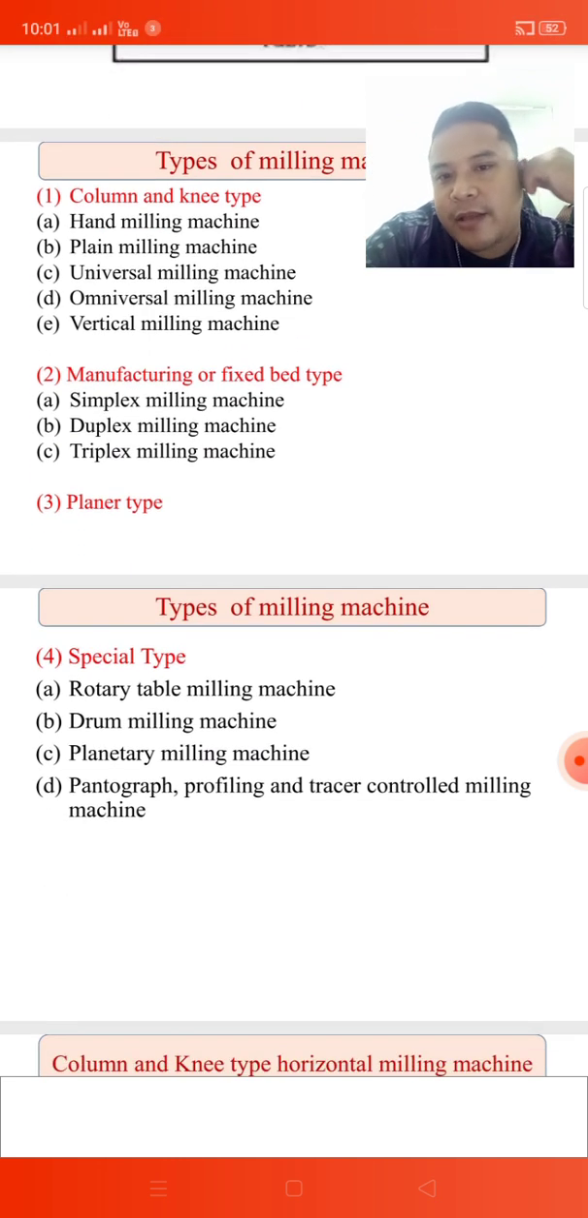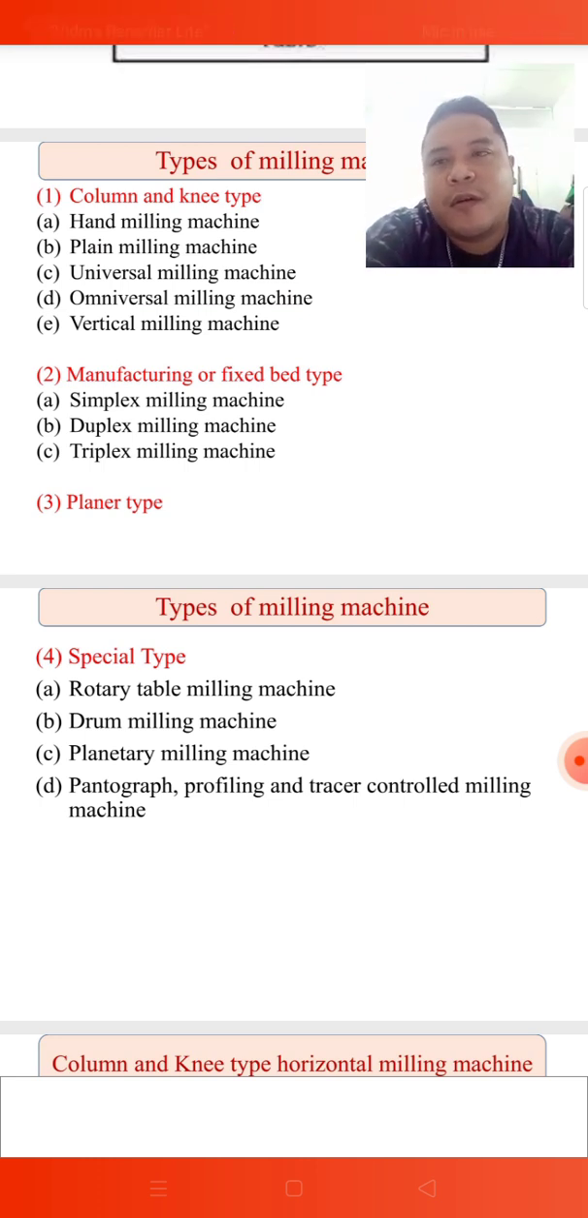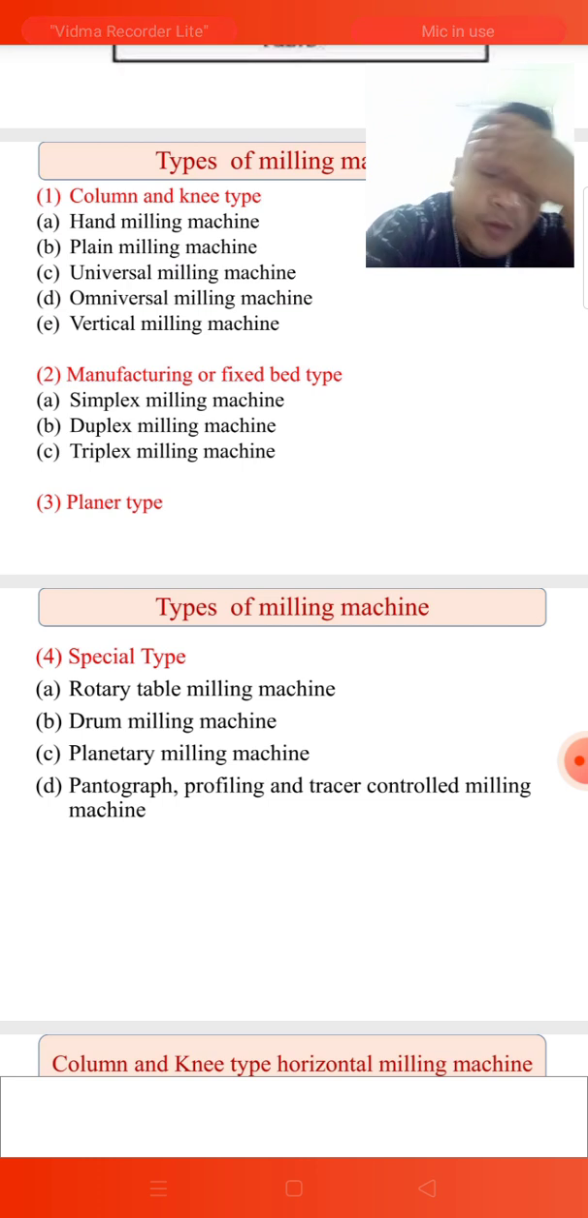Then we have the planer type. The planer type is still a setup of the milling machine, for planing operations or resurfacing a flat material. That is called the planer type. Then last, we have the special type of milling.